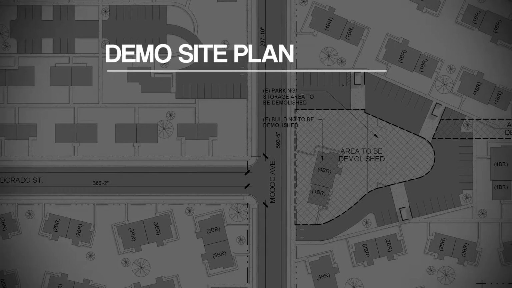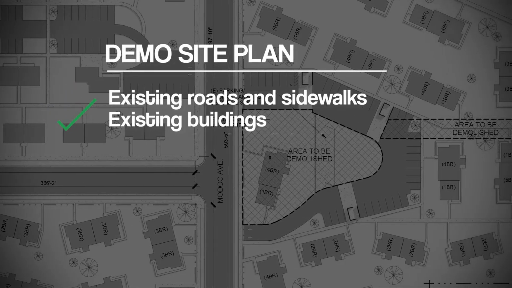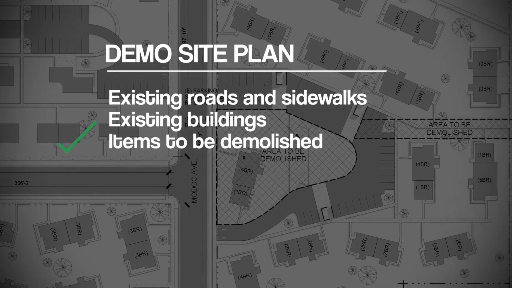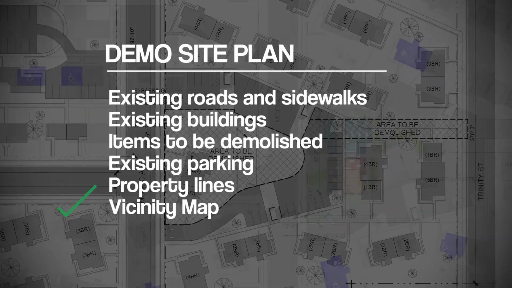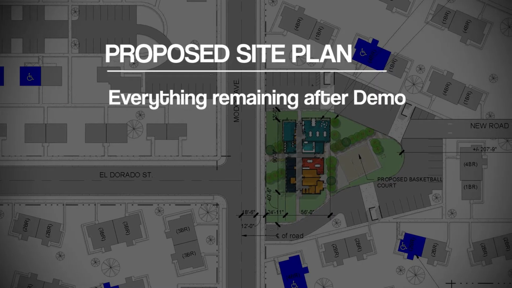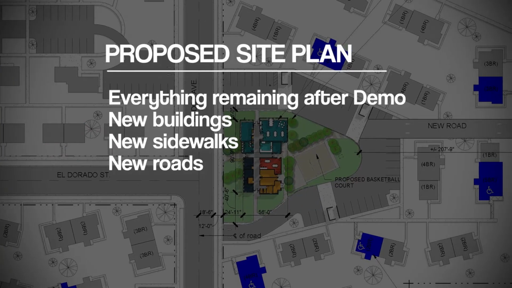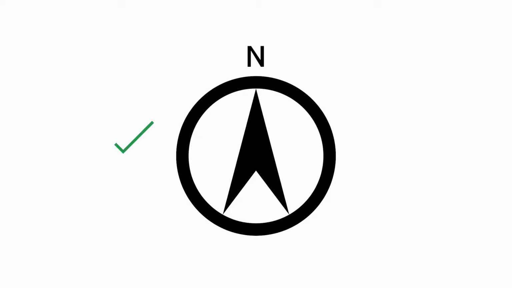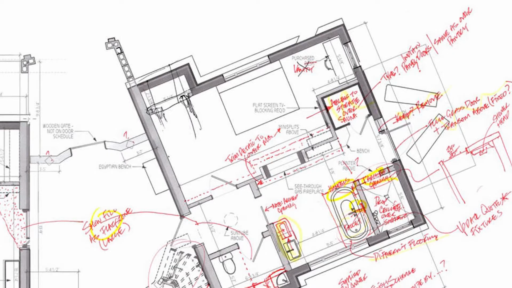That's going to do it for this site plan. We've got a demo site plan showing all existing roads and sidewalks, all existing buildings on site, any demo work, all existing parking lots, property lines, and a vicinity map. And we have a proposed site plan that shows everything that's existing to remain after all that demo work, all the new proposed work, and most importantly, the north arrow, because we always want to know where north is for some reason.